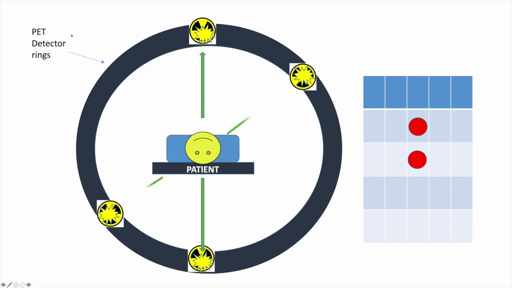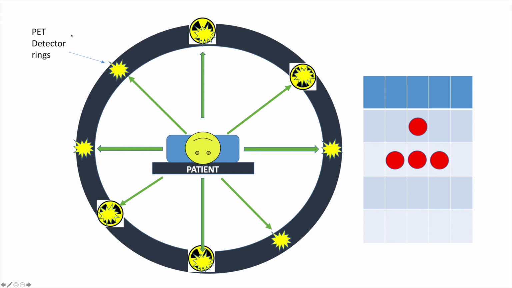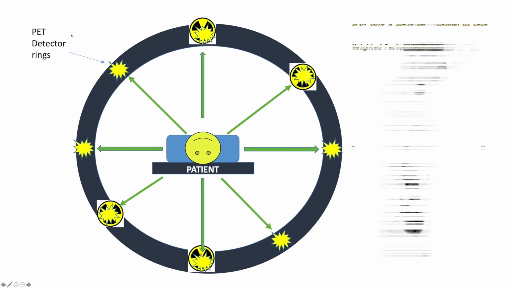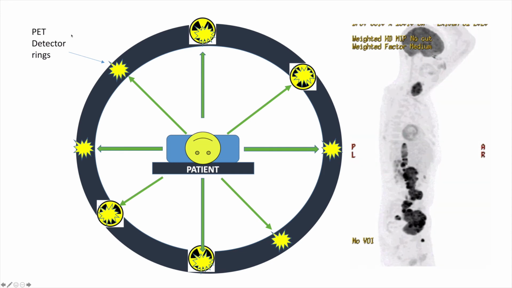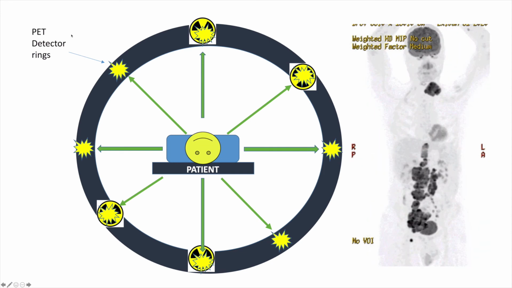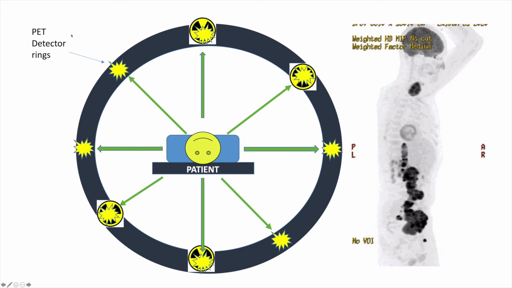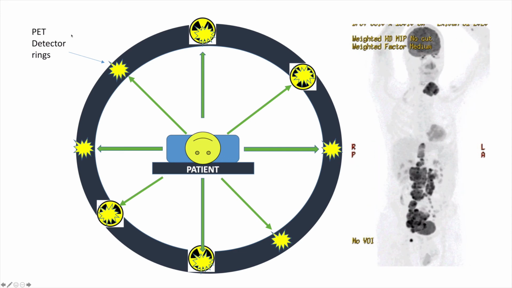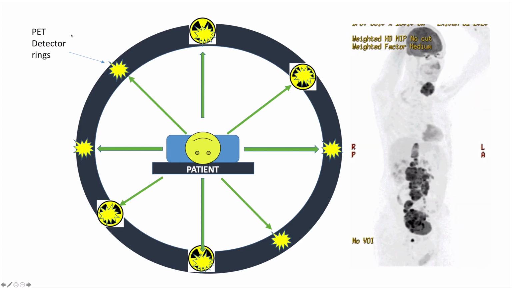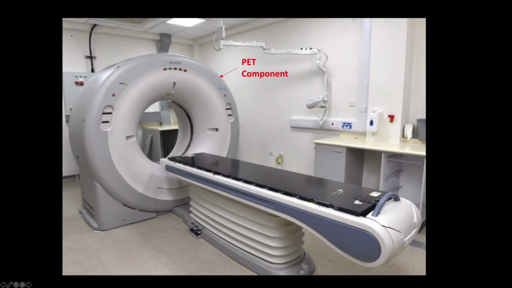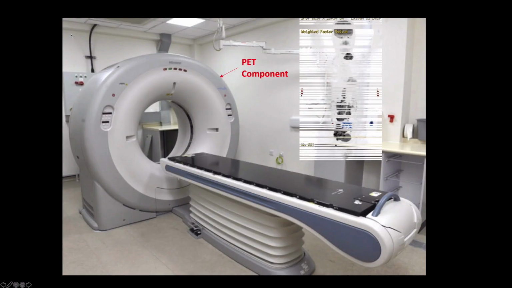And this happens thousands of times in lots of different directions to create a series of points to help formulate, eventually, after thousands and thousands of projections, a 3D image. And this is our 3D PET scan. This takes about half an hour after injection of isotope and the patient lying in the camera in order to achieve this image. So we now have our PET image.